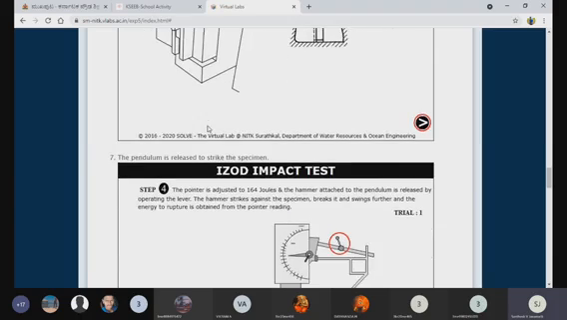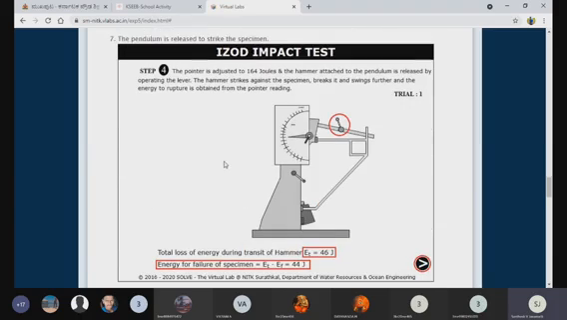Now the angle of the pendulum, how much for the Izod test? Angle of the pendulum, how much? 90 degrees. Yes, 100%, 90 degrees. These are the important things. Angle of the pendulum, 90 degrees. Striker, flat edge or knife edge.